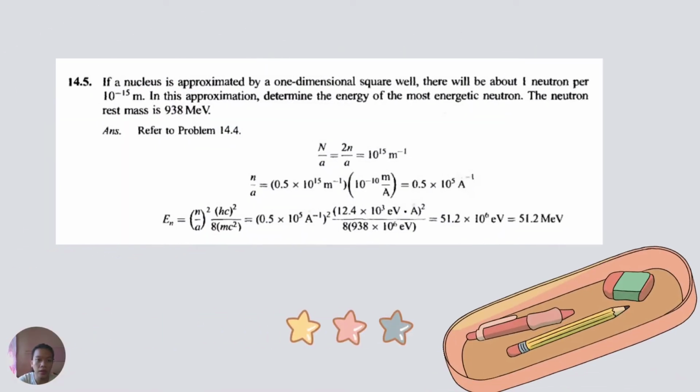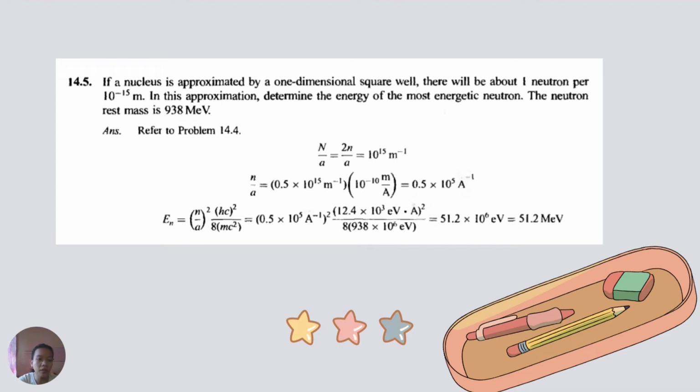Soalan terakhir adalah if a nucleus is approximated by one-dimensional square well, there will be about 1 neutron per 10 exponent negative 15 meter. In this approximation, determine the energy of the most energetic neutron. The neutron mass is 93 MeV.